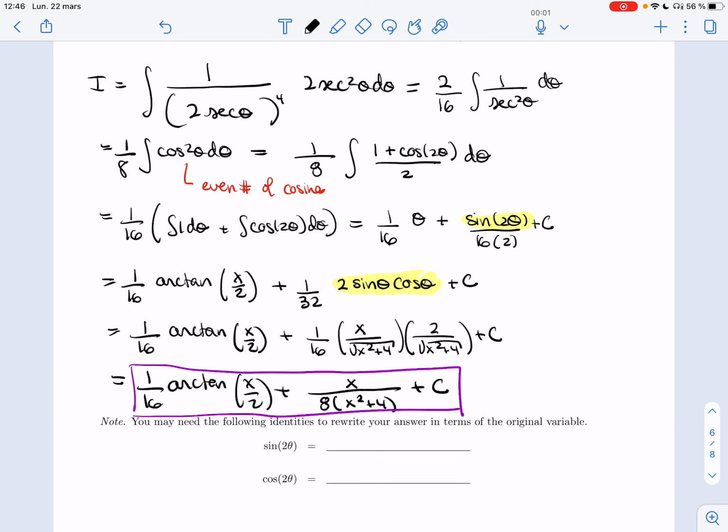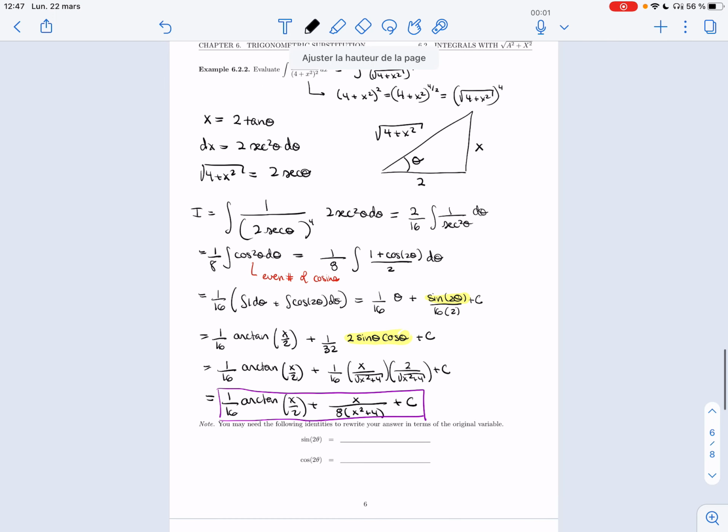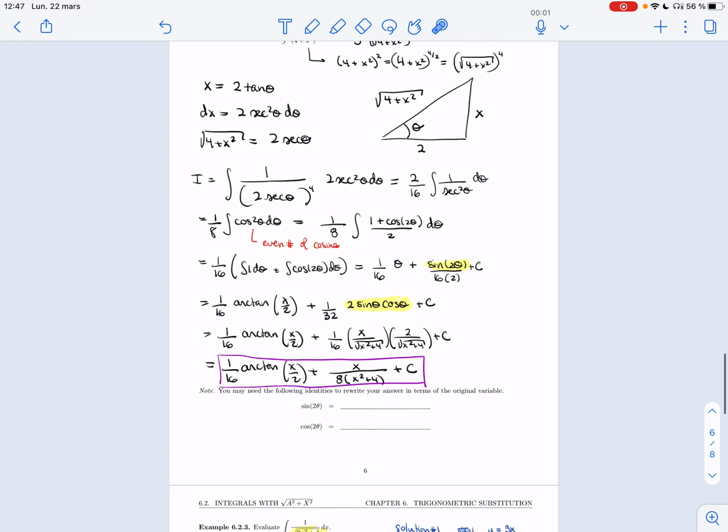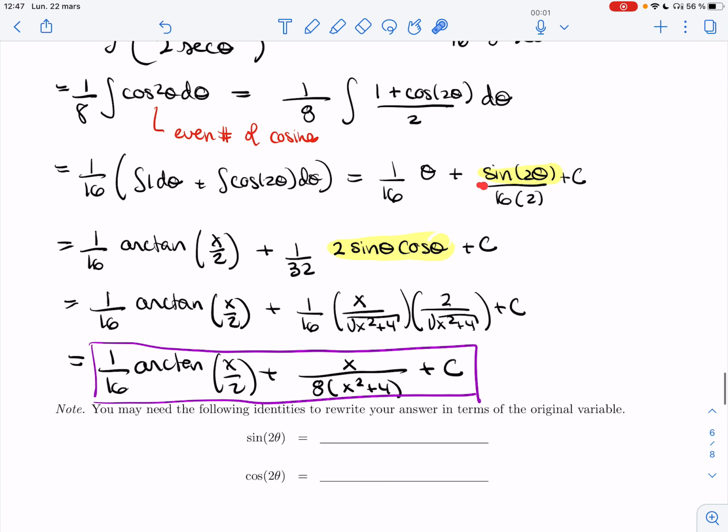So 2 things to learn from this example. First, you don't need a square root. If it's in the denominator, you would apply it this way. And second, in the end, you might end up with something that has 2 theta in it, in which case you would need to rewrite your answer in terms of the original variable. You would need to use the following identities. So here's the one that we use in this example. And then we have one for cos of 2 theta. It's cosine squared minus sine squared theta.